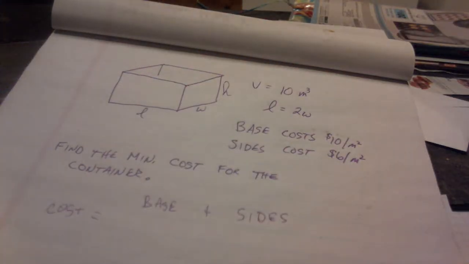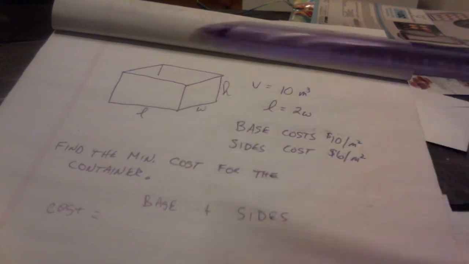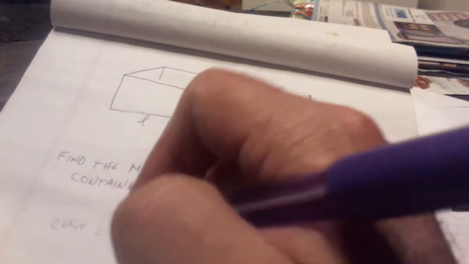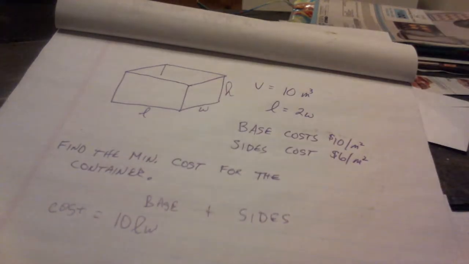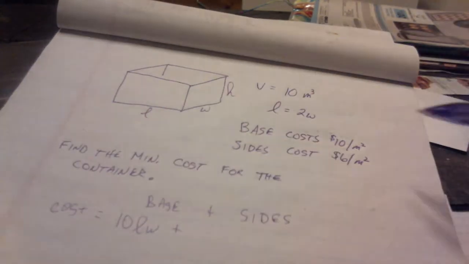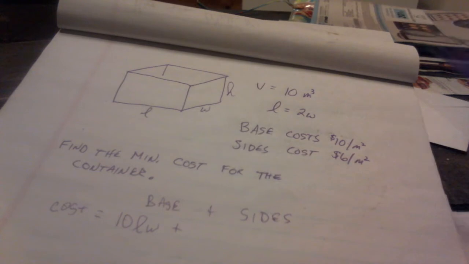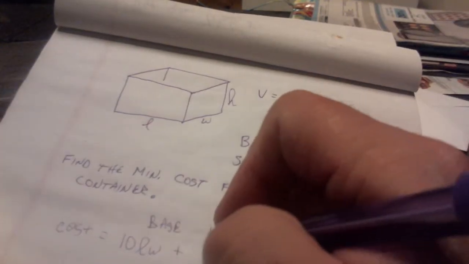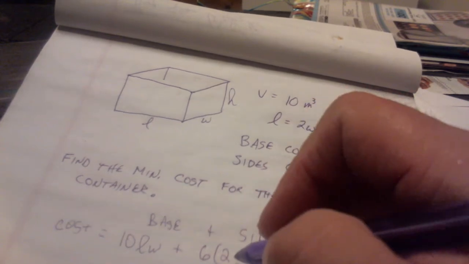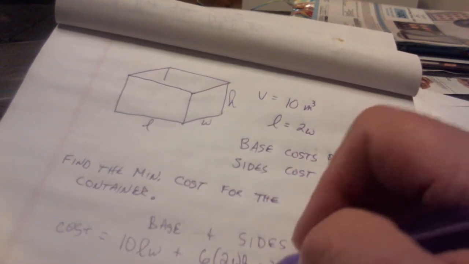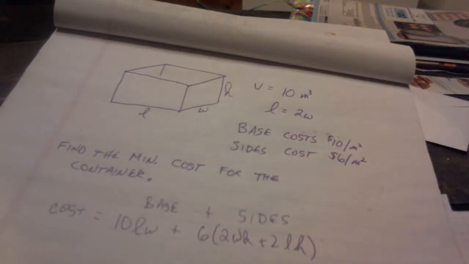Let's see if this works. So the base is length times width, and it's times 10. So it's 10 LW. That's the cost for the base. Now we got the sides. Well, there's 2 W times H sides and 2 L times H sides. But those have the same cost because they're the sides of the box. So I'm just going to put 6 for the cost, and then I'm going to have 2 WH's plus 2 LH's.